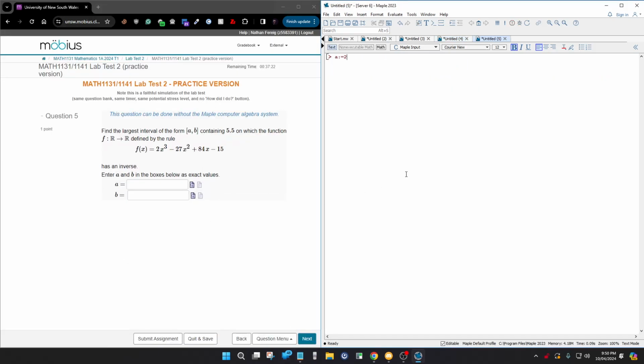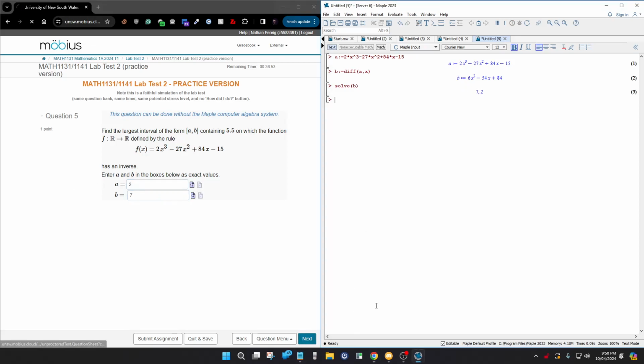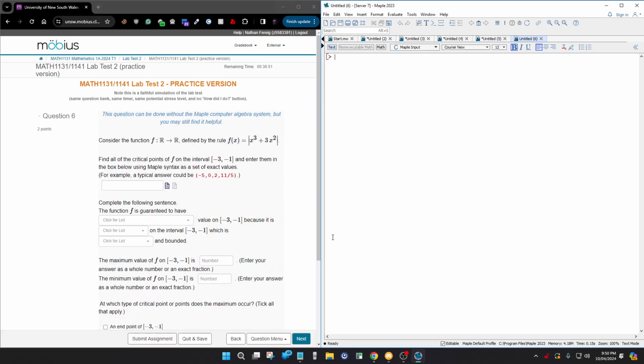A dash equals 2 times x cubed minus 27 times x squared plus 84 times x minus 15 equals, hopefully we typed that right, 2x cubed minus 27x squared. Yep, beautiful. So we just do B dash equals diff A with respect to x, 6x squared. Then we want to just solve B. We get 7 and 2 as we love to see it. Beautiful in there, right in chat. There we go. And then we get another one.